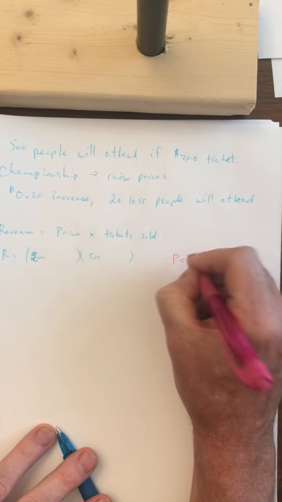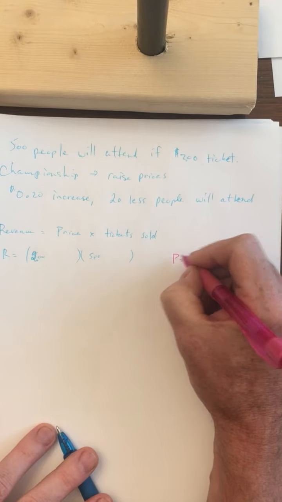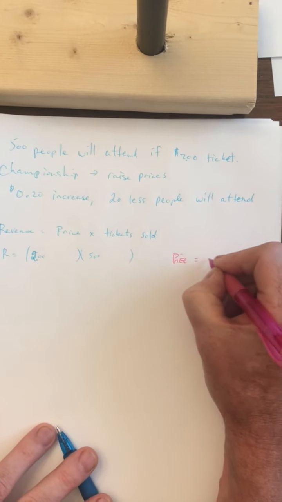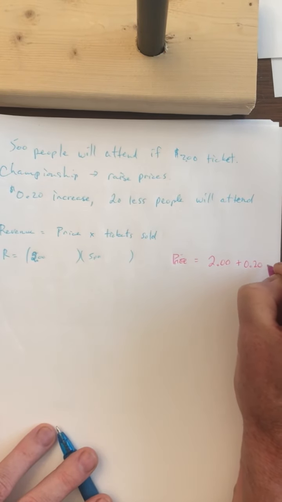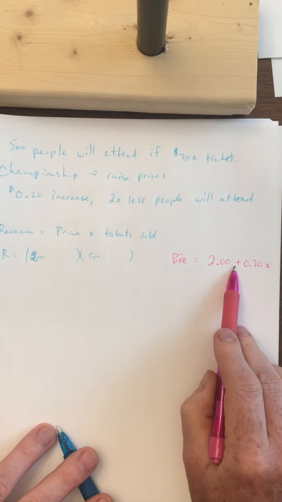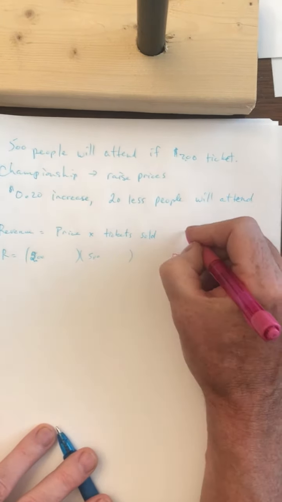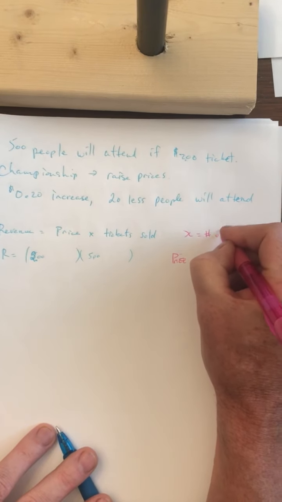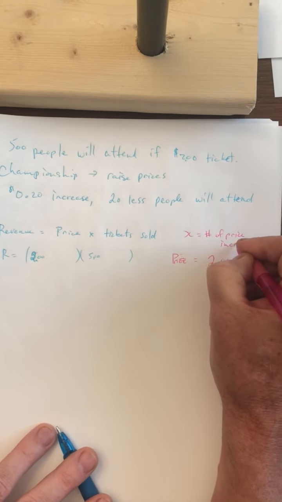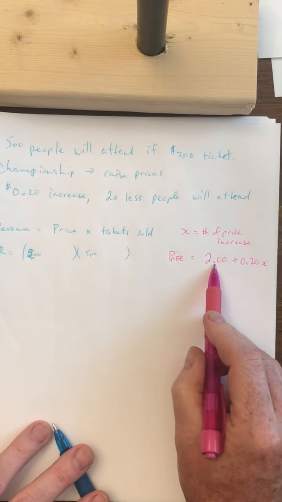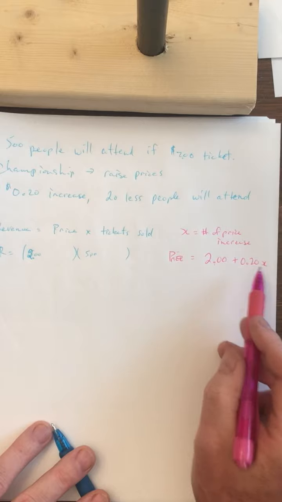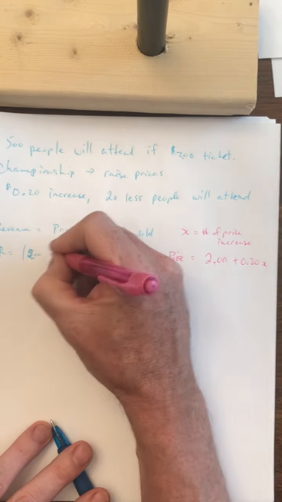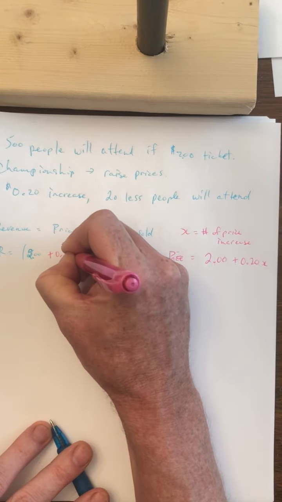So we know here that for profits, the price, write that in, price is $2. Our price is going to be $2 plus 20 cents, and x here is the number of price increases. So price will be $2 plus 20 cents if it's one price increase, so $2.20. If we have two price increases, 2 times 20 is 40 cents, so it'll be $2.40. And so we can add that into our equation here.